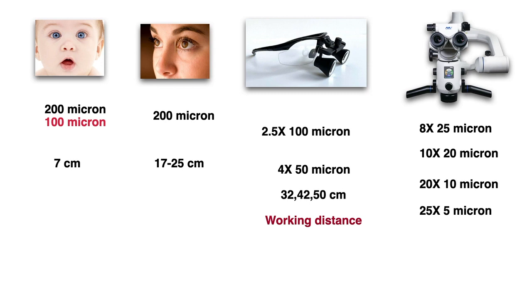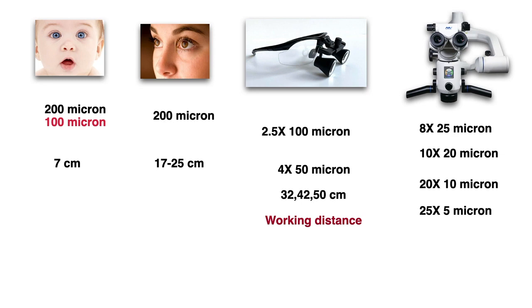But with the microscope, the story is different. We have many options. We have 8x magnification, where you can see 25 micron. 10x, you can see 20 microns. 20x, you can see 10 microns. 25x, you can see 5 microns, with a variable working distance, so you can see from 19 centimeters up to 46 centimeters. I will show you later in the later slides.